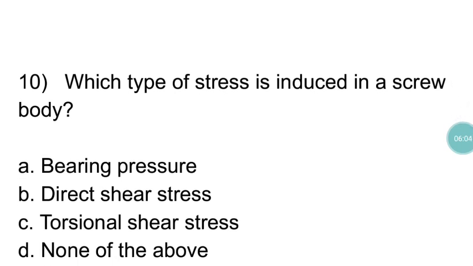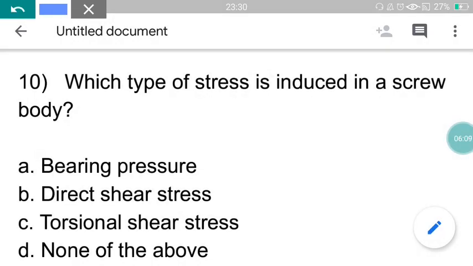which type of stress is induced in a screw body? Okay, so what is the type of stress which is induced in a screw body? The correct answer for this question is torsional shear stress. Option C will be the correct answer. So torsional shear stress is the stress which is induced in a screw body.